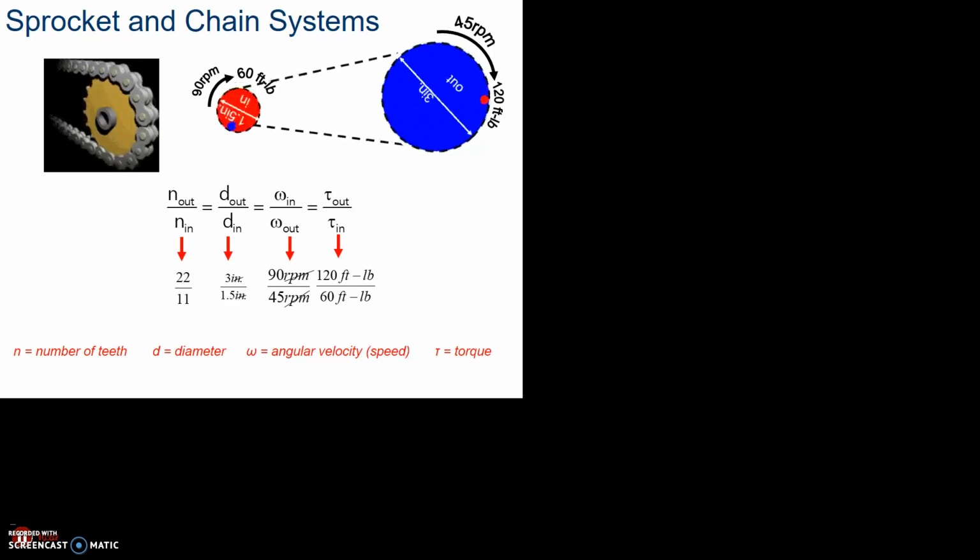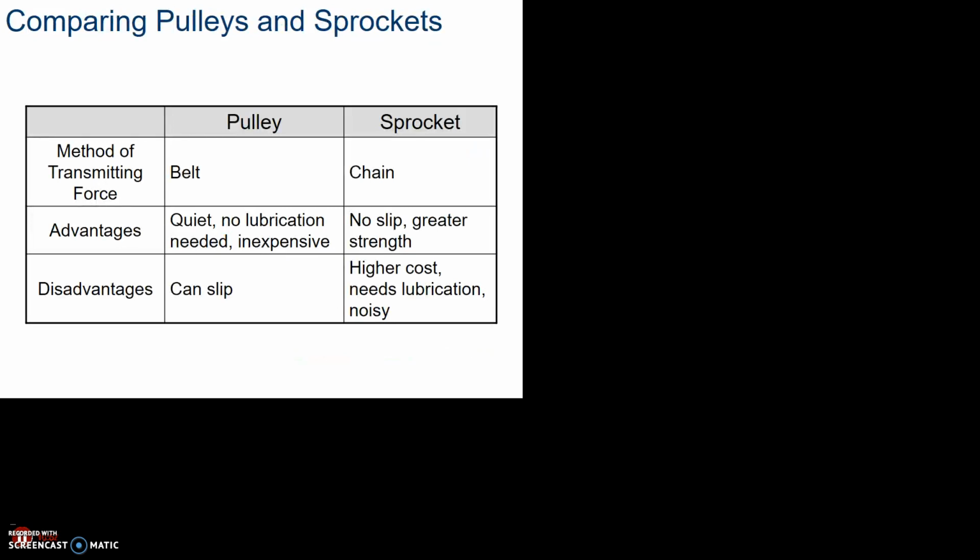Sprockets and chains happen to look just like your pulleys. Now, comparing pulleys and sprockets: pulleys use friction, and so they use a belt. Sprockets use a chain. The advantages of pulleys are they're quiet, require no lubrication, and are very, very inexpensive. Compare that to sprockets, which do not slip because they have those teeth, and are of greater strength.